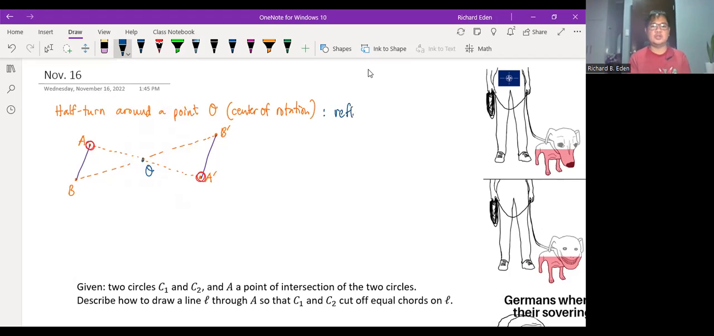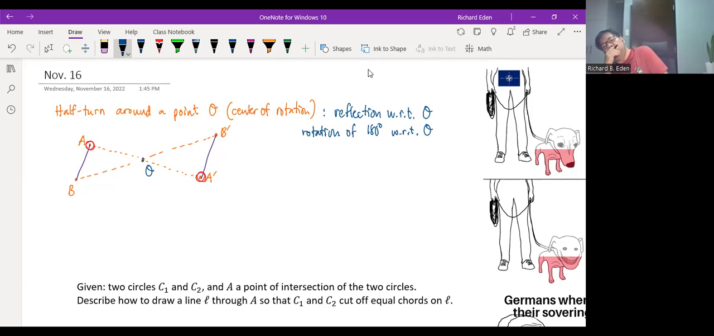This is a reflection with respect to the center, which is point O. So you could also therefore think of this as a rotation of 180 degrees with respect to point O.